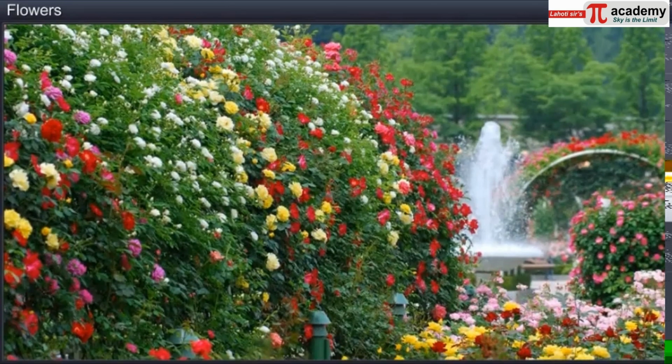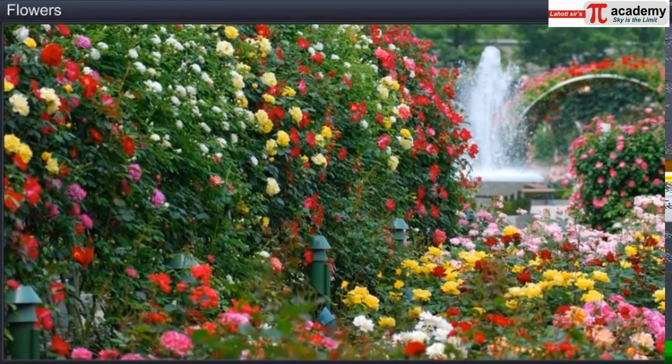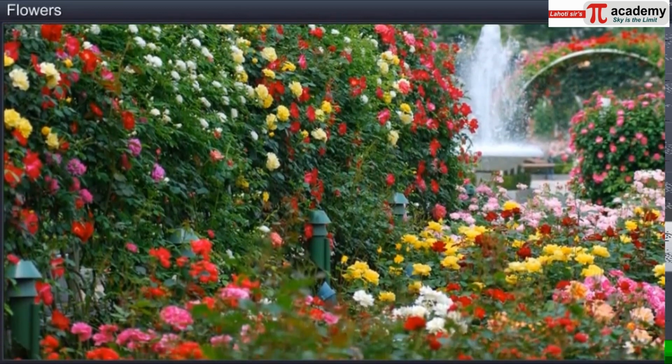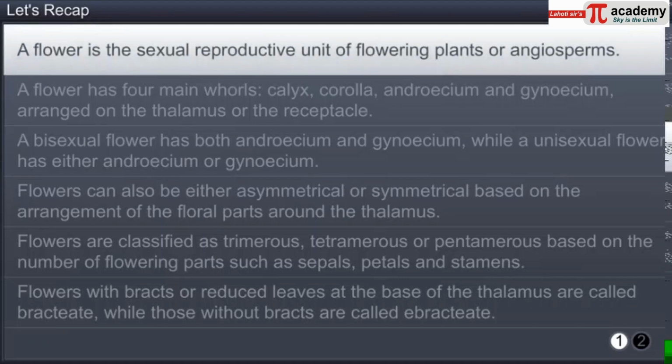Therefore, apart from being the most beautiful and attractive part of a plant, a flower contributes to the process of reproduction and helps in the perpetuation of species. You have now reached the end of this module. In this module, you learnt that a flower is the sexual reproductive unit of flowering plants or angiosperms.